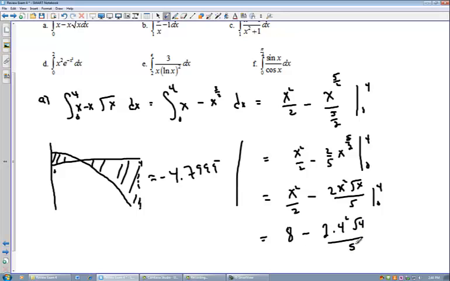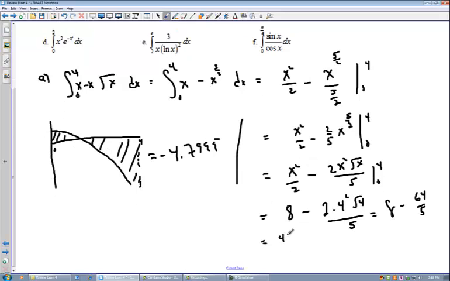That's divided by 5. And so that's going to be equal to 8 minus 16 times 2 is 32 times another 2 is 64 over 5, which equals, this is actually then, 40 over 5 minus 64 over 5, which is a negative 24 over 5. And it's important that it's negative, not positive, because most of this region falls below the x-axis, so the definite integral counts that area as negative.